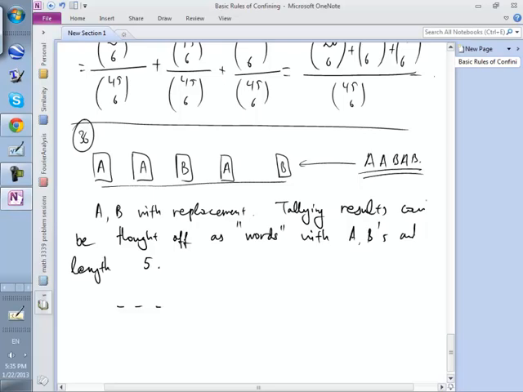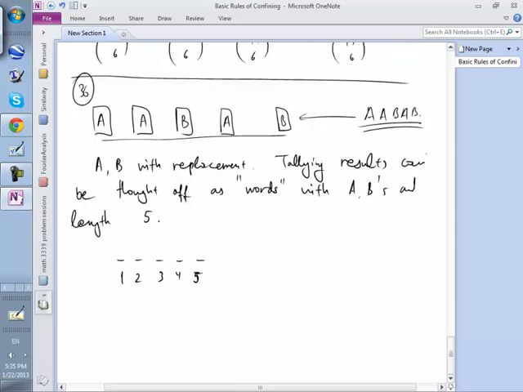Let's solve the problem by thinking in the following way. Let's say we have 5 positions: position 1, 2, 3, 4, 5. Those positions will be grouped. And what I'm trying right now to find is how many words like this can I form? Words of length 5 with A's and B's.